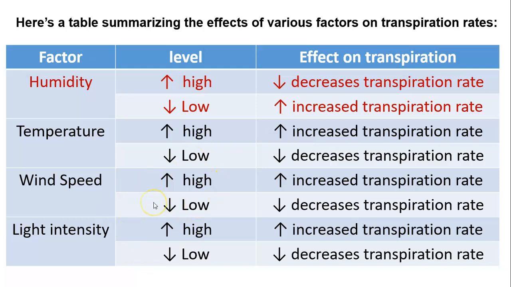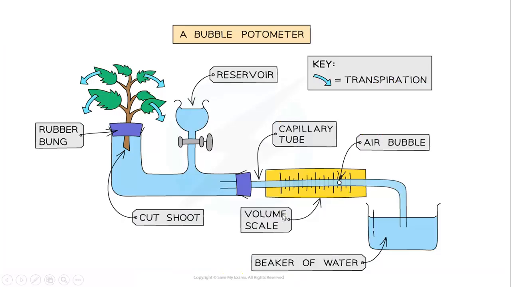The wind speed. The higher the wind speed, the more the rate of transpiration. Why is that? Because any water vapor that was surrounding the leaf will be flushed away by the wind. So new dry air will keep coming near the leaf, so more water vapor will keep escaping. Light intensity, again, because light is energy, so the higher the light intensity, the higher the transpiration rate, and the lower the light intensity, the less the transpiration rate.